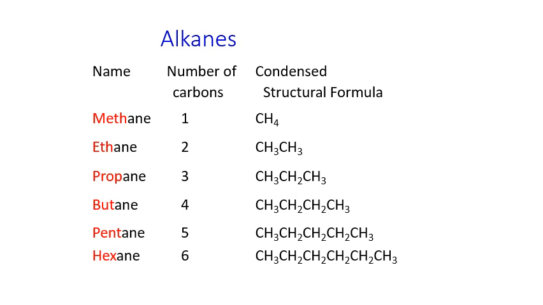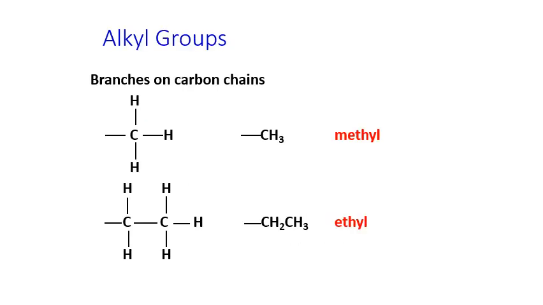And then they're all -anes because, for example, CH4, if you draw out the structural formula with bonds, they're all going to have single bonds to carbon. Alkyl groups are branches on carbon chains. So a CH3 group, again with all single bonds, is known as a methyl group. If you've got 2 carbons, it's going to be an ethyl group, again all single bonds, then a propyl group, butyl group, etc. You're just following the same prefixes as the previous slide, but you're now putting -yl at the end.